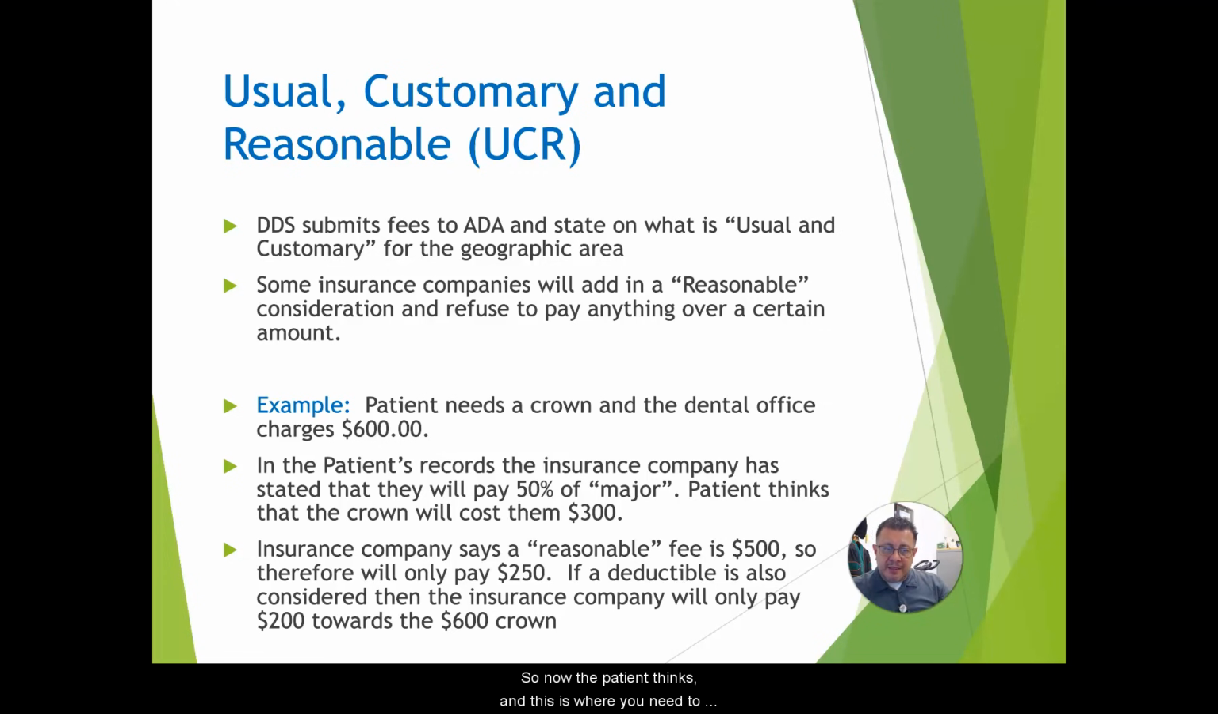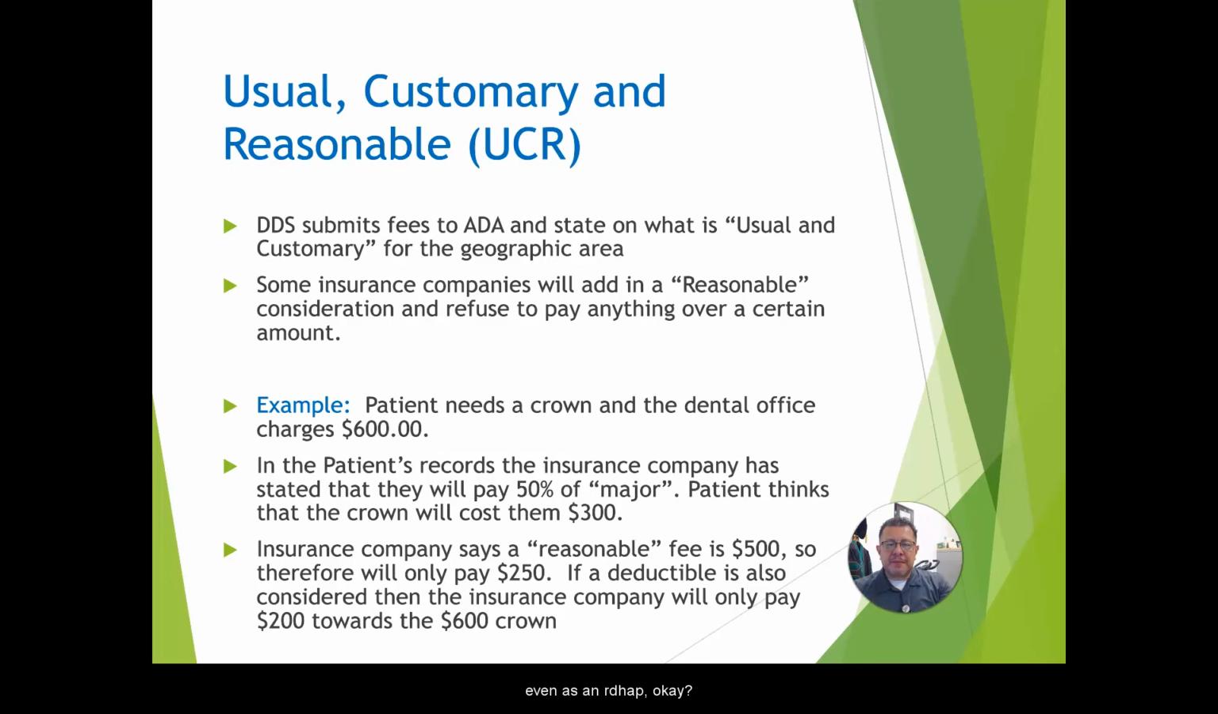So now the patient thinks, and this is where you need to make sure that you're clear about all of this, that the crown will cost them $300 because 50% of 600 is 300. Okay, can't assume these things. The insurance company says that a reasonable fee for a crown in this area is not $600, it's $500. So then 50% of 500 is $250. Holy guacamole. Okay. So do you see why you need to know what the UCR, the reasonable fee, even as an RDHAP?